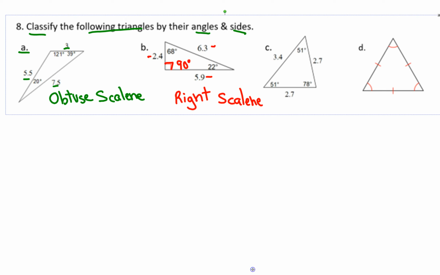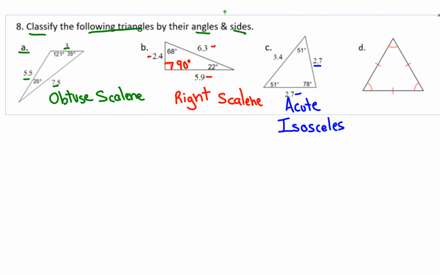Next one, take a look at it. If you look at all the angles, we got two 51-degree angles and one 78. So all three of those angles are acute, which means this is going to be an acute triangle. Now if we look at the sides, we've got two sides that are the same, and that's called an isosceles. So this is an acute isosceles triangle. Again, we got the angles and the sides.